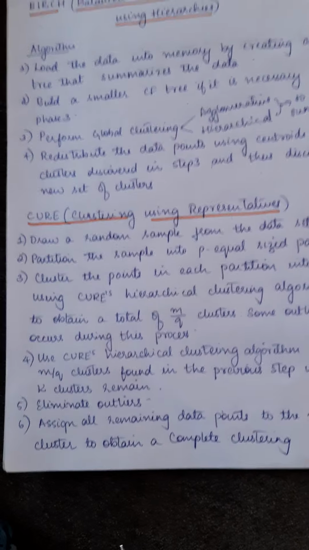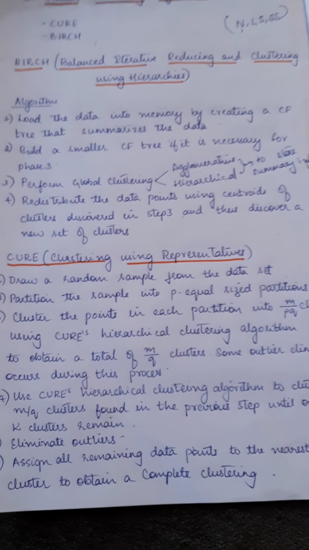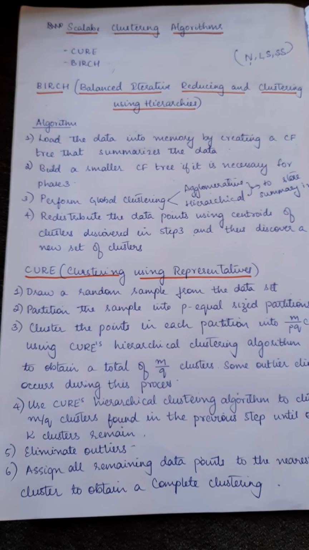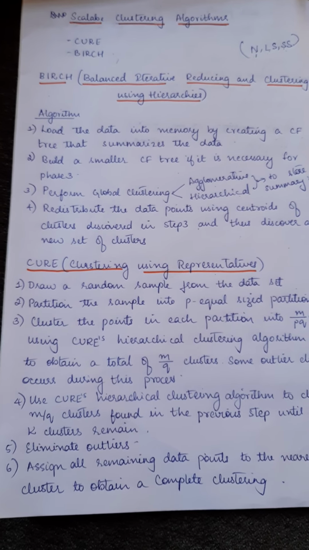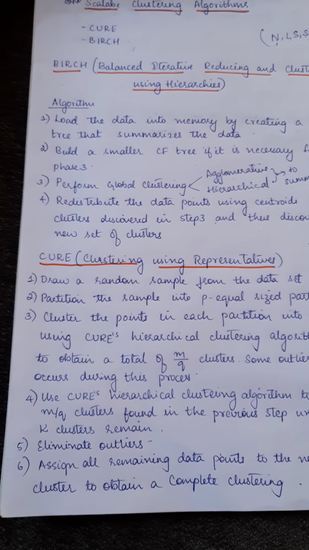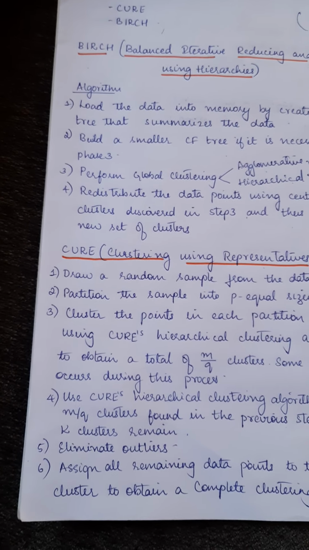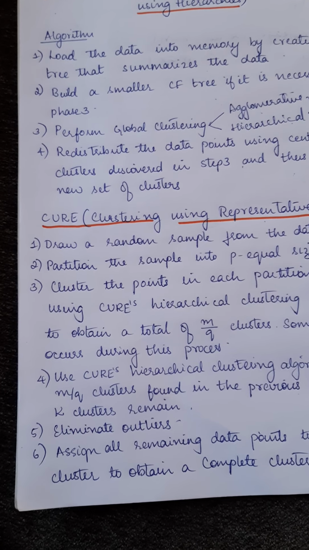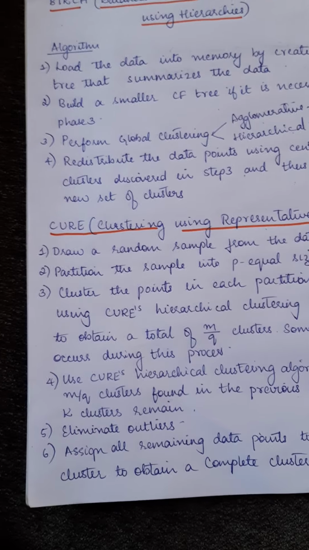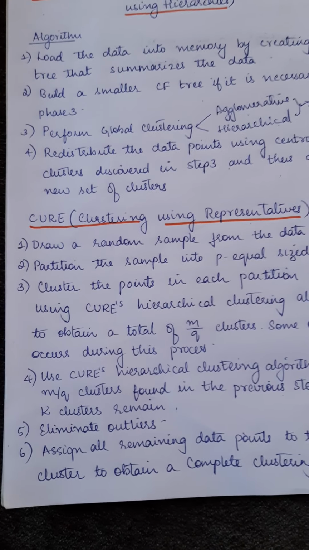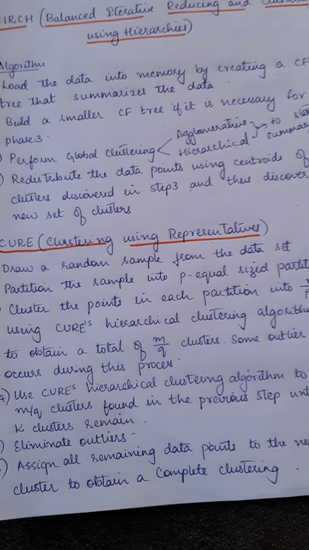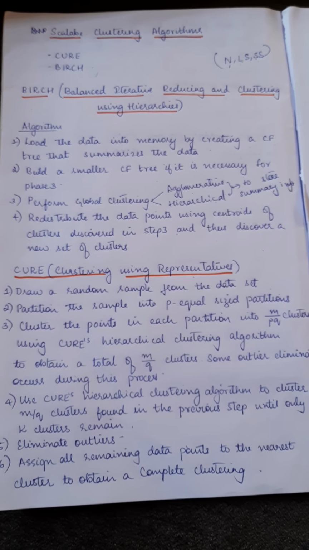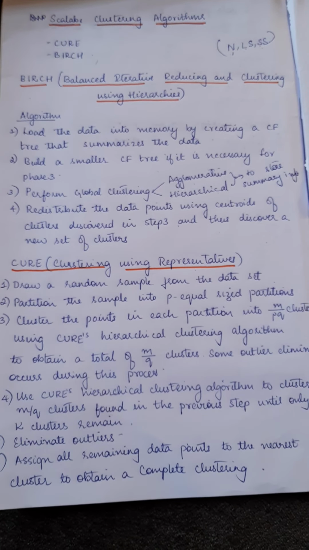This is the procedure followed for the CURE algorithm, and the algorithm is given here. The first step is to collect a random sample from the data set, then partition it, then cluster the points in each partition. Then use the hierarchical algorithm to cluster them into M by Q clusters, then eliminate outliers because we don't use outliers for clustering, and then assign all the remaining data points to the nearest cluster to obtain a complete clustering. With this we come to the end of Module 5. Thank you.